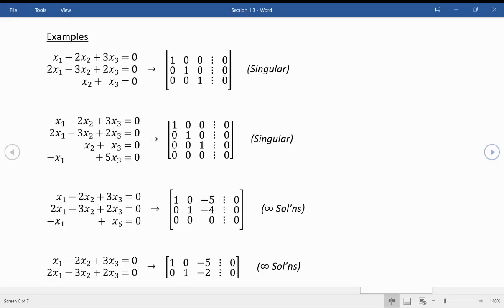So here's some examples that we can look at to illustrate the different outcomes. In the case of 1 and 2, we end up with singular solutions for both of those. And in the case of examples 3 and 4, you can see how we end up with infinitely many solutions in those cases. And these have just been put in row reduced echelon form by me.